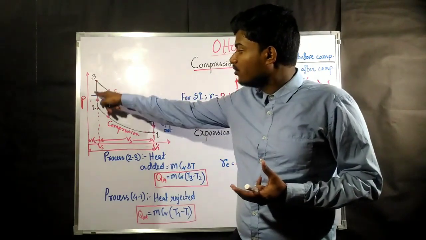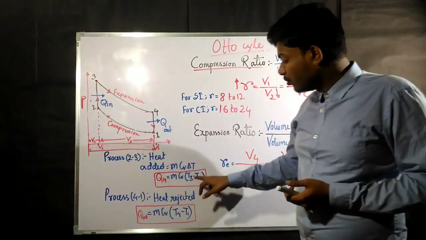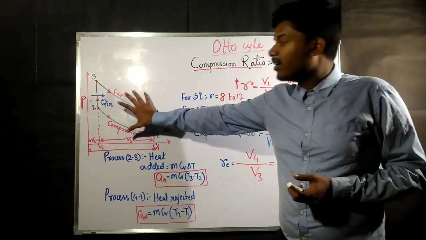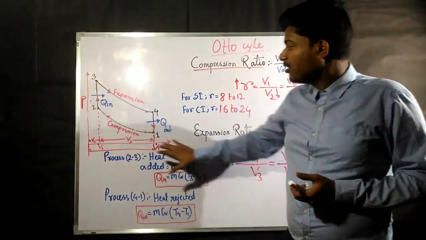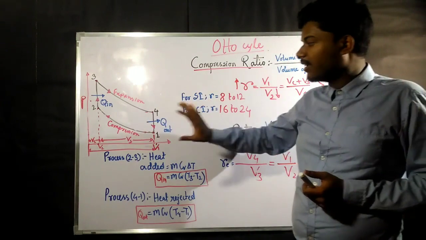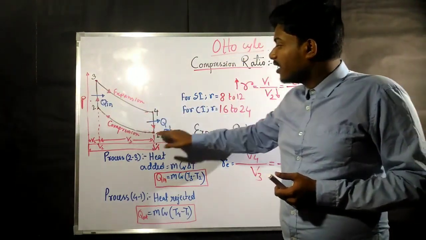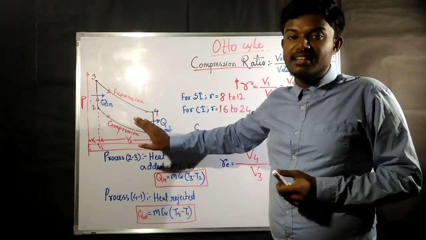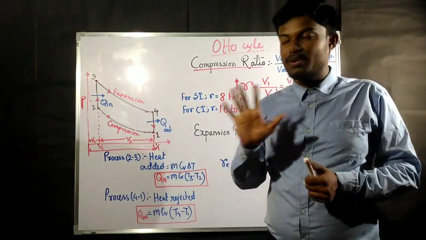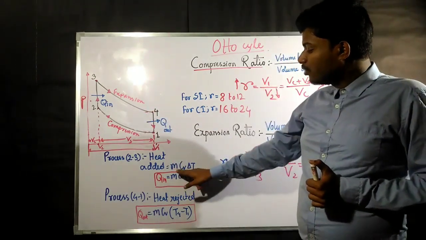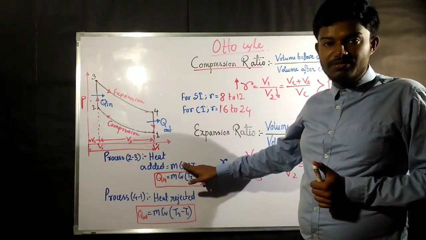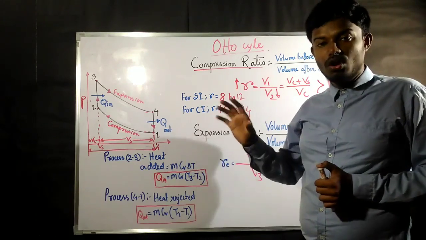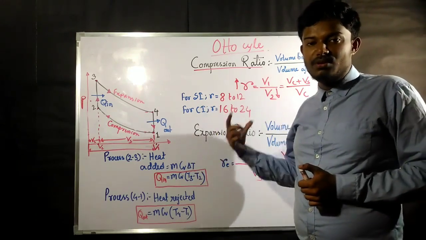Since 2 to 3 is going to be a constant volume, we are putting Cv, and this is an air standard cycle. The Otto cycle comes under air standard cycle. So the substance that will be inside the cylinder is going to be pure air only. So we are taking the Cv value for air, and we all know that heat addition is m into c into del T.